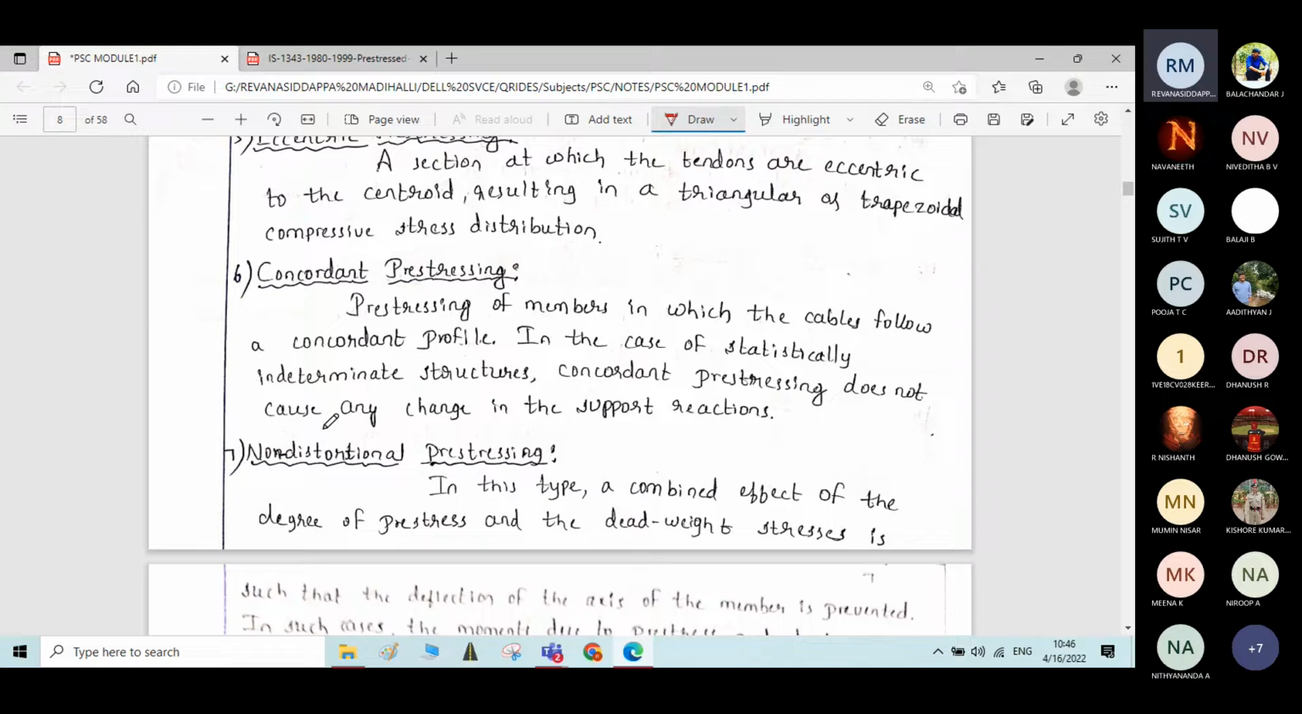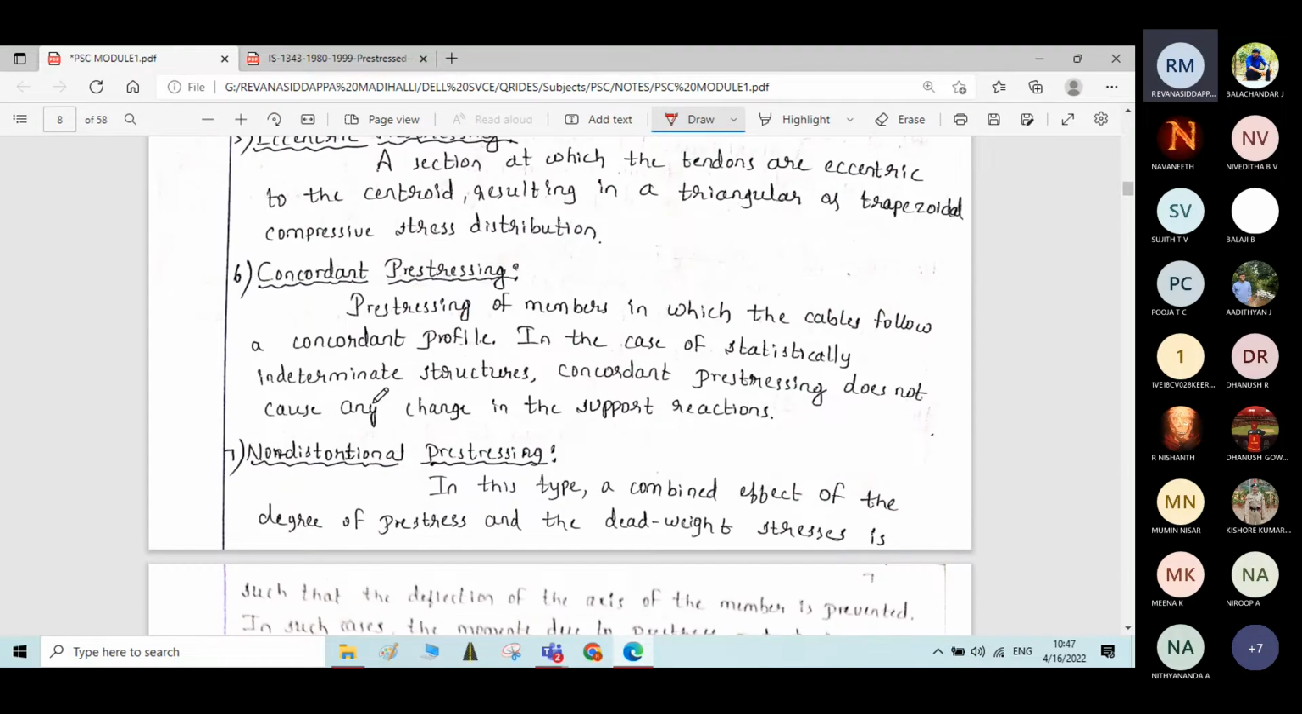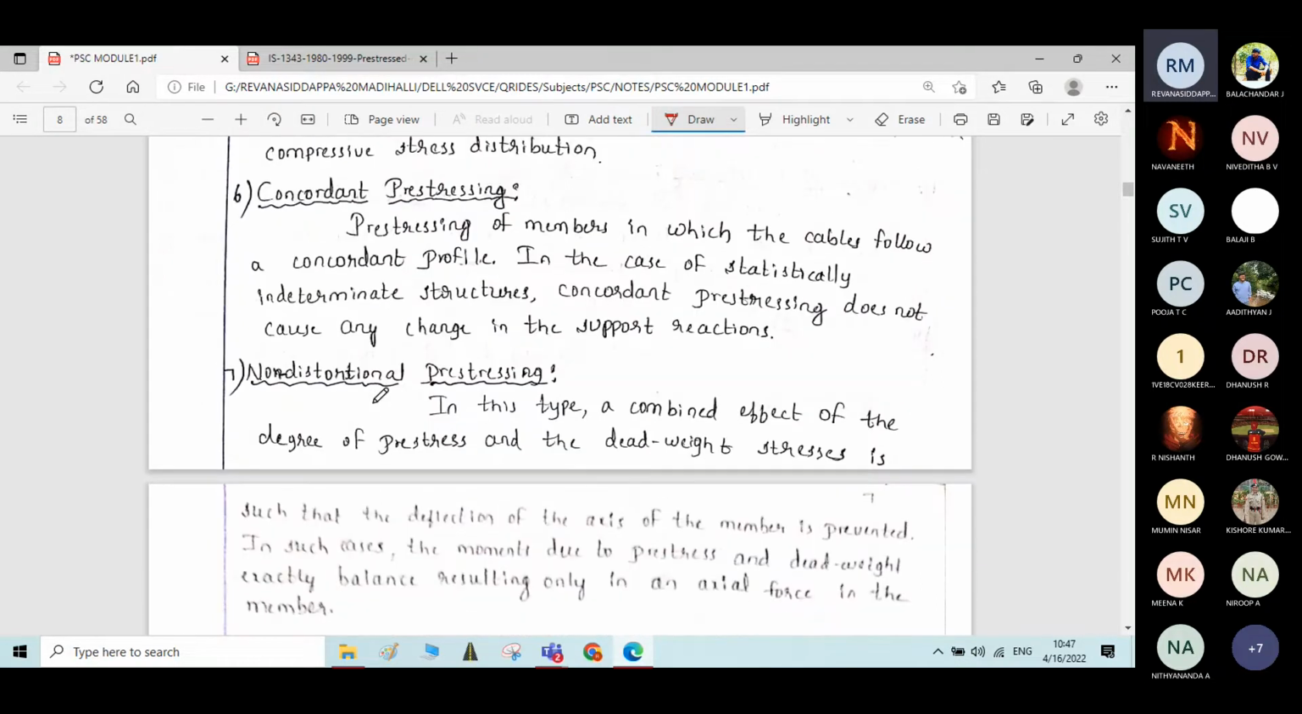Depending upon the shape of the bending moment caused by the external loads, we will choose a suitable cable profile. Then the prestresses are induced into the concrete. So using different cable profiles other than the straight profile and introducing the stresses is called concordant prestressing.